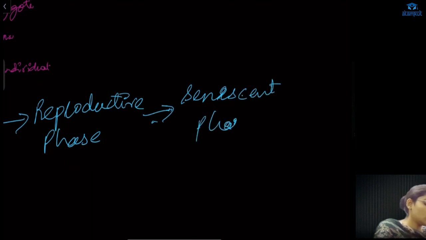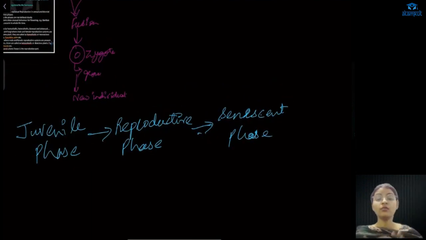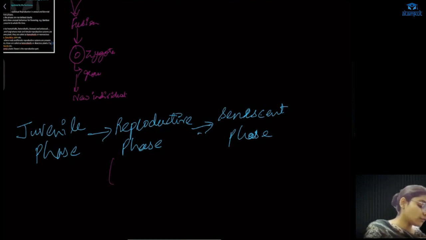So these three phases come under the whole lifespan of an organism, and the reproductive phase is the only phase where sexual reproduction occurs.